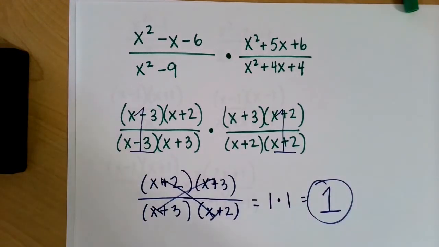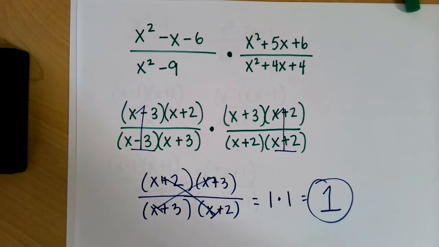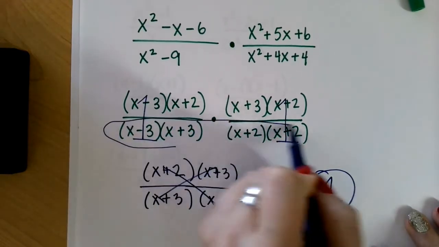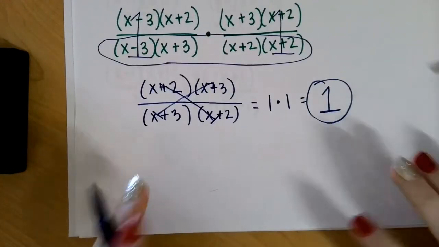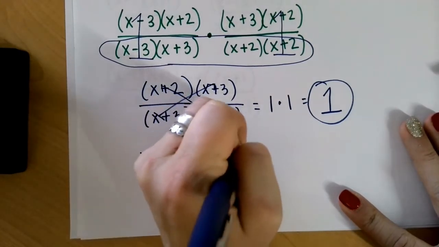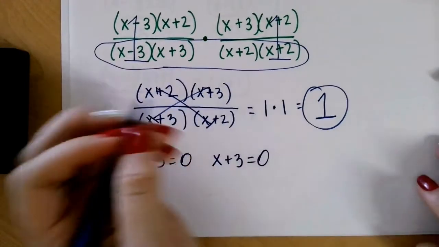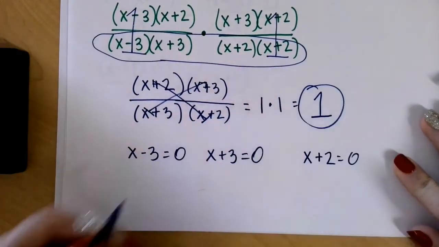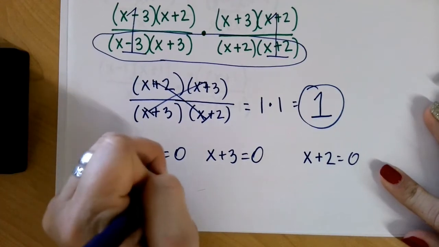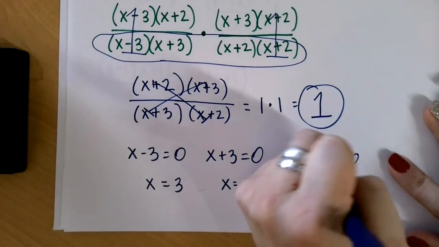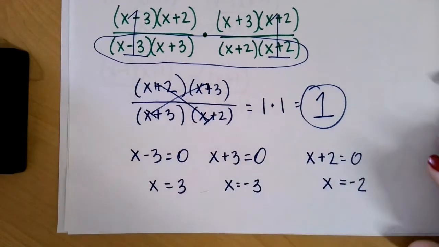You still need to find what values of x cannot work for this expression, and those are on the bottom here. So I'm going to set each of these expressions equal to 0. And if I would solve each of these, I get x equals positive 3, x equals negative 3, and x equals negative 2.